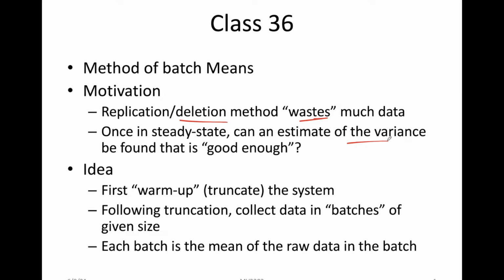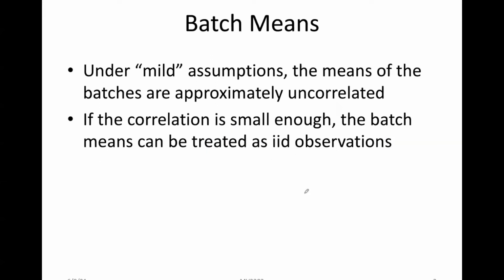So in other words, once we're in steady state, we're just going to have one long run instead of repeating things and throwing away data. We have one long run, and what we're going to do is collect data in batches, and then take the mean of the batches. It's called the method of batch means. So each batch is going to produce the mean of the raw data. Again, we're not going to go right to the raw data. We're going to look in batches.